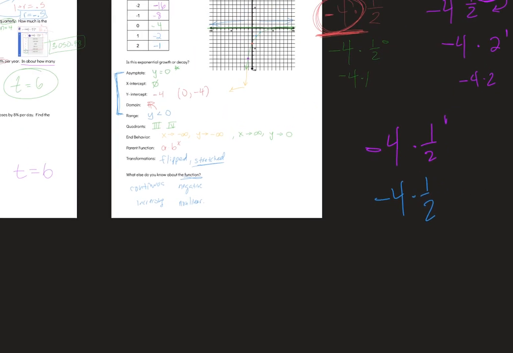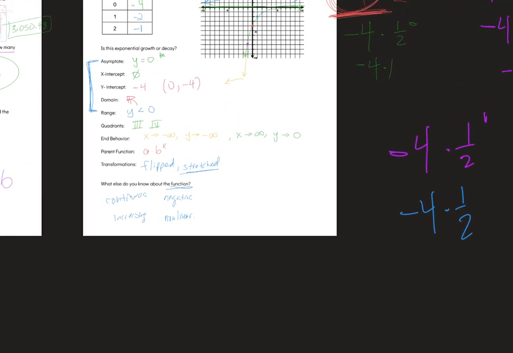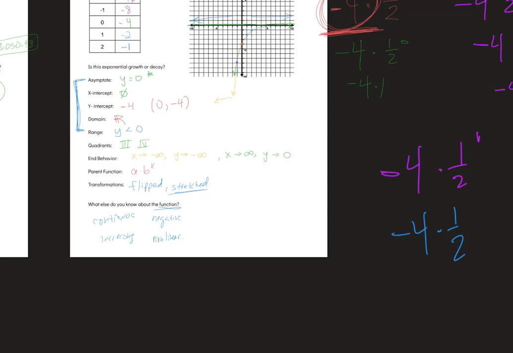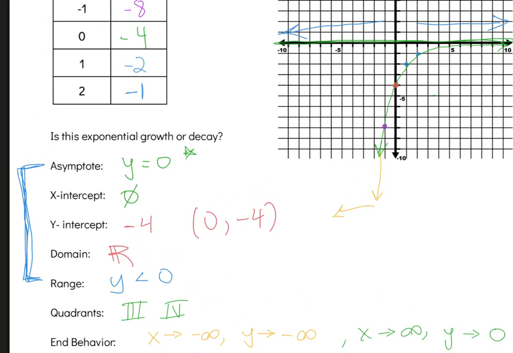So, you could have said it's an exponential function. You could have said it's decay. We didn't technically answer that question. Is it growth or decay? It is decay. How come? Because b was 1/2, and if b is between 0 and 1, then it's decay.